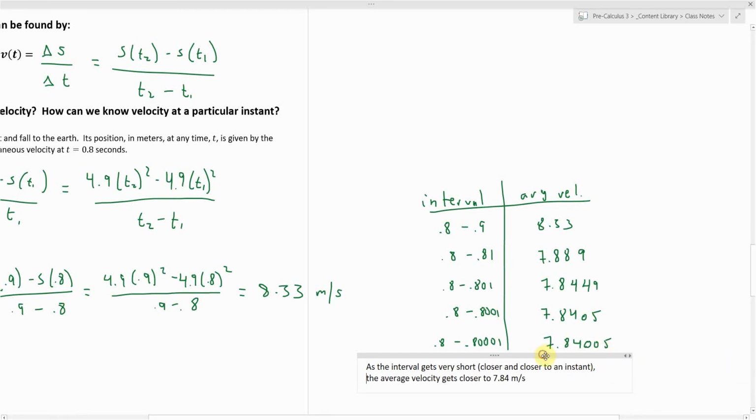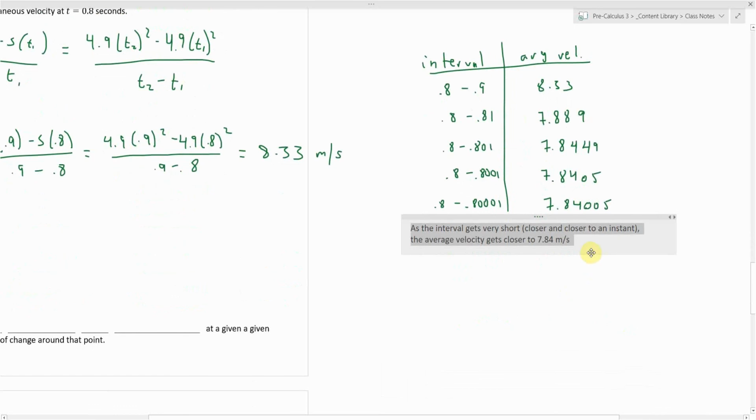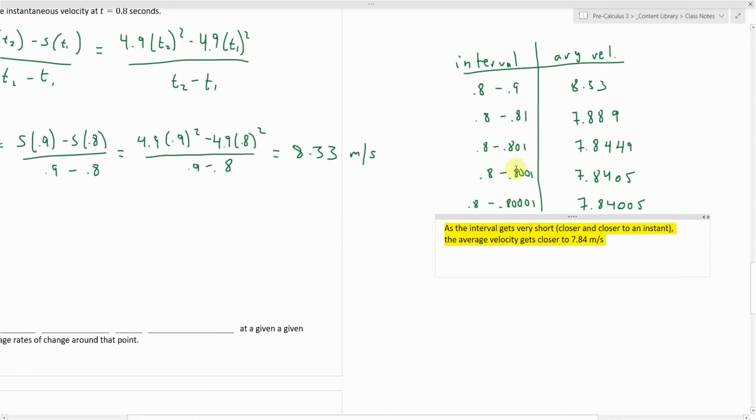And this is the key idea. Since the average velocity gets closer and closer to 7.84 meters per second, we're going to go ahead and make the intellectual jump and say, then if infinitely short intervals lead to an average velocity approaching 7.84, we're going to go ahead and say that the instantaneous velocity at t equals 0.8 exactly is 7.84 meters per second. That's a big jump.